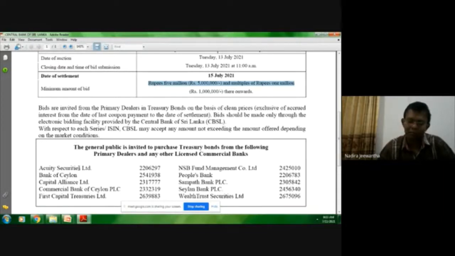NSB collapses, just as an example, right? The bank is gone. How much do you get as compensation? You have invested 2 million. Are you getting 2 million? You don't. Earlier it was only 600,000 that you were entitled to. Now they have increased it to 1 million, I think. You can't get more than that.